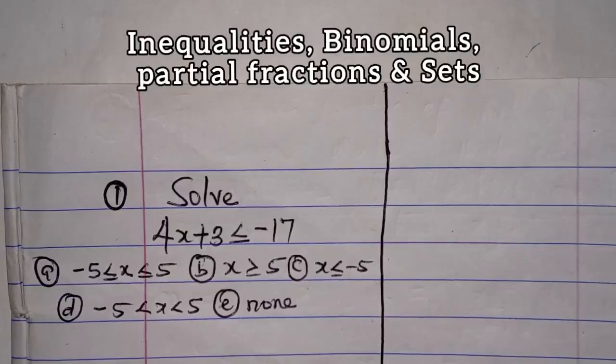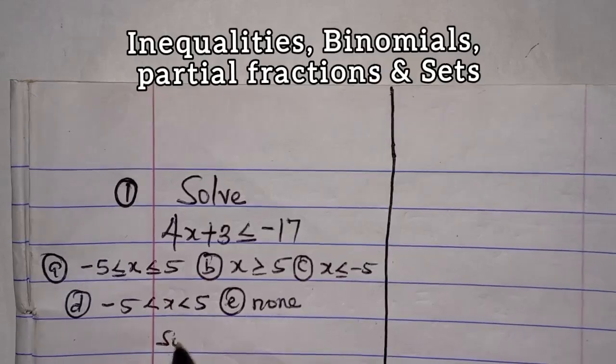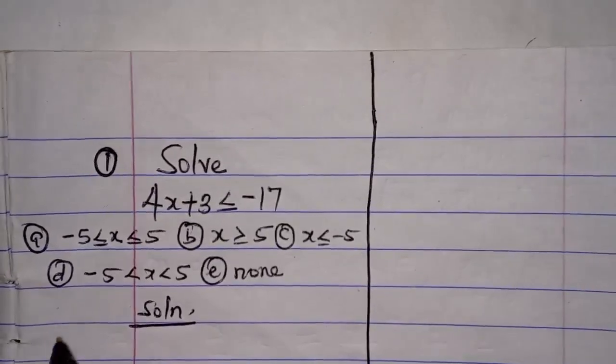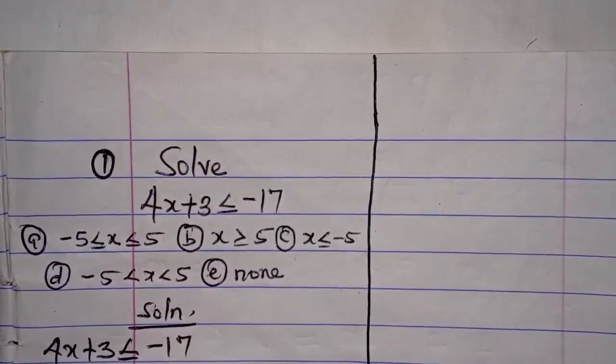Question 1 says solve 4x plus 3 less than or equal to minus 17. This is an inequality problem and let's solve it. It's simple. 4x plus 3 less than or equal to minus 17.